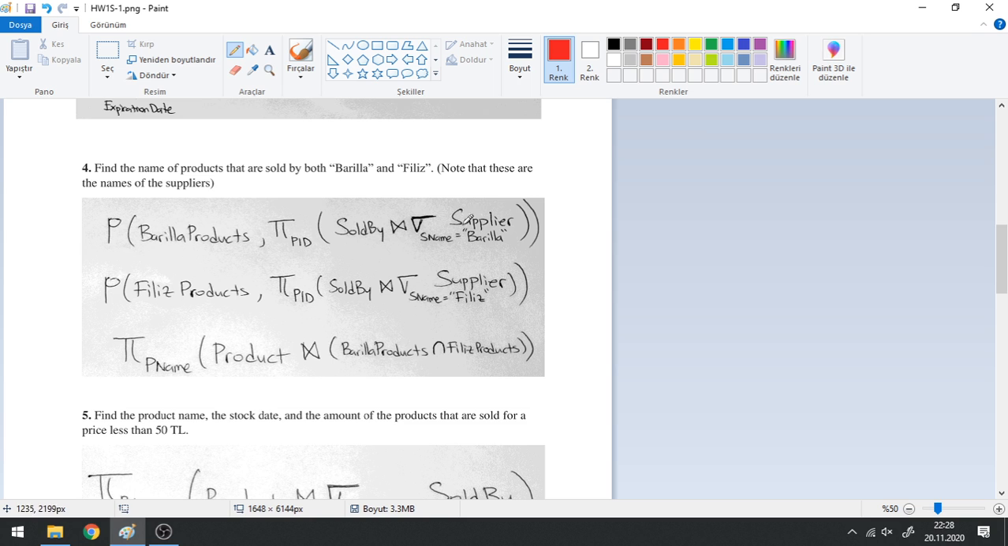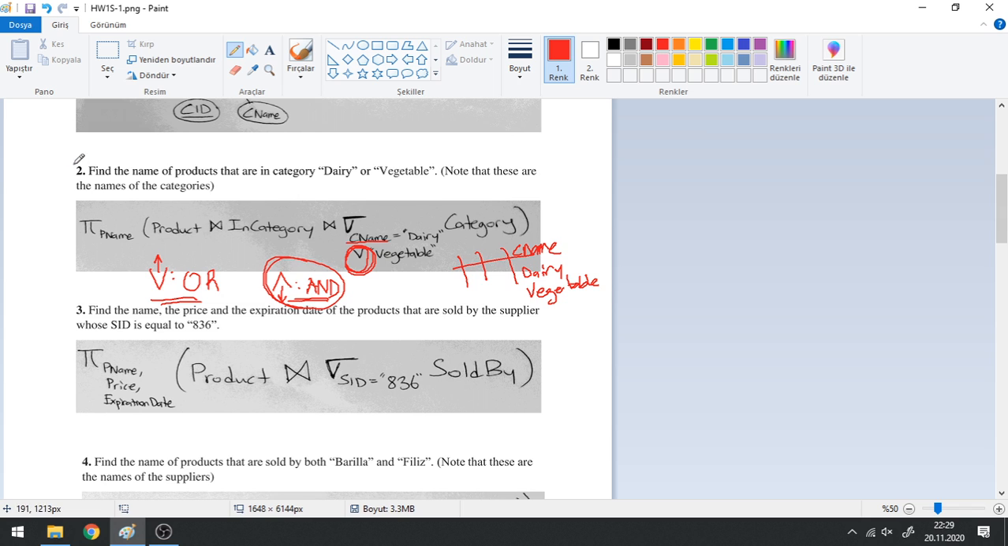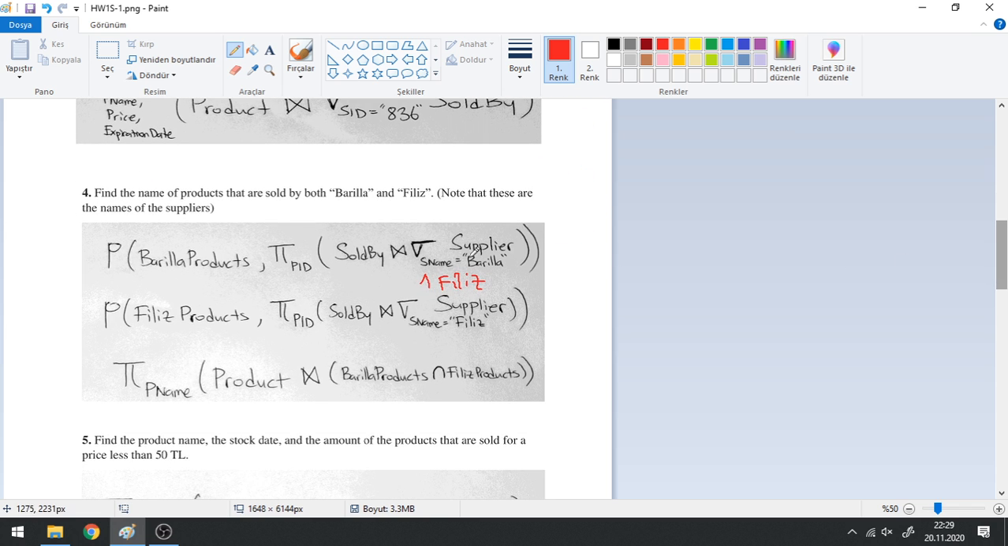One common mistake was people were saying that I'm going to select from supplier where S-name equal to Barilla and S-name equal to Phyllis. This is going to be a mistake, very similar to question number 2, because we know that the same attribute cannot be equal to 2 different things at the same time. So it is either Barilla or Phyllis, or it can be some other supplier. So using this and sign here is going to be a mistake.